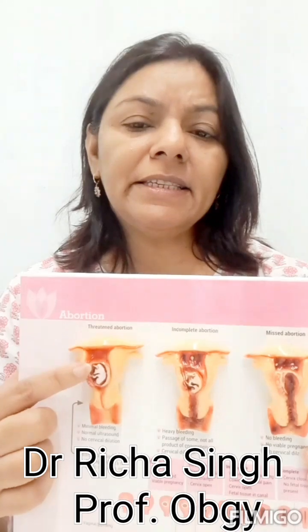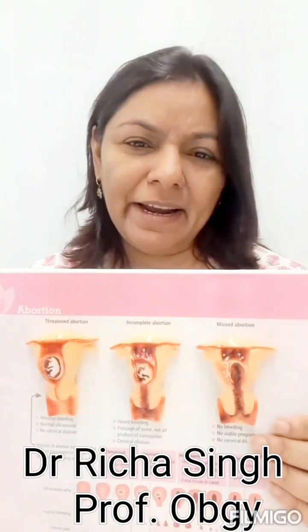Here I have a plate where you can see the first one. The pregnancy is okay, but the patient has some bleeding, and this is threatened abortion. There will be some subchorionic bleed on ultrasound, but per se the baby is growing fine. Now this can progress, or the bleeding will stop and the baby will grow.